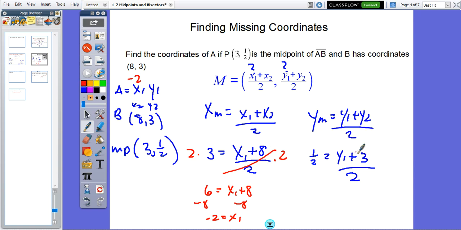Just like the x, we've got to get rid of the 2 before, so we'll multiply both sides by 2. Over here they reduce, also over here they reduce. Now, this does not become 0, it doesn't just go away, it reduces to 1. So we've got 1 equals y1 plus 3. We subtract our 3's, and we end up getting -2 equals y1.